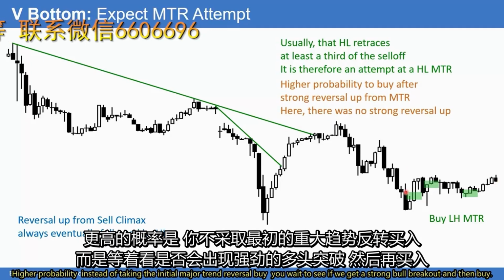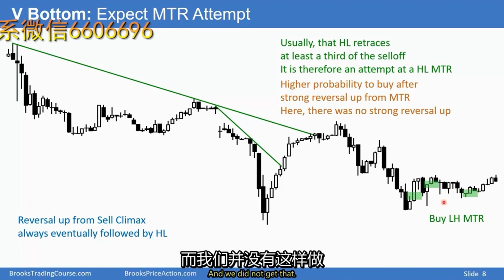Higher probability, instead of taking the initial major trend reversal buy, you wait to see if we get a strong bull breakout and then buy. And we did not get that.